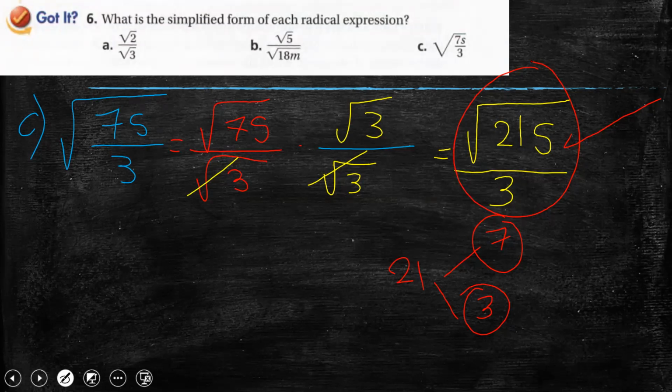So teacher, we stop when we get a prime number. Yes, a prime or a product of two prime numbers. Okay.